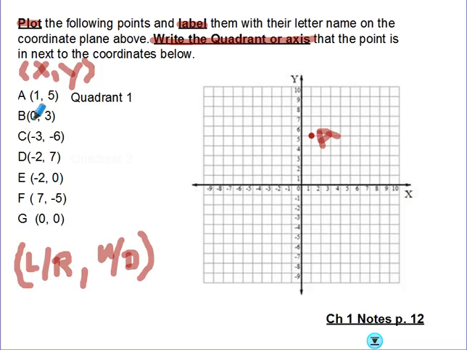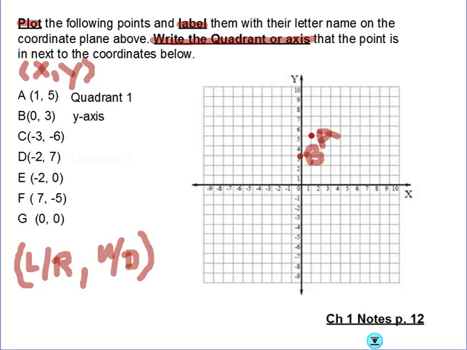Alright, B. It says plot point B. It says 0, 3. That means don't go up and down at all. Go 0 left and right, and go 3 up and down. So 0 left and right, 3 up and down, right there. That's B. Now B's not in a quadrant. It's on an axis, so we're going to say that. It's on the y-axis.